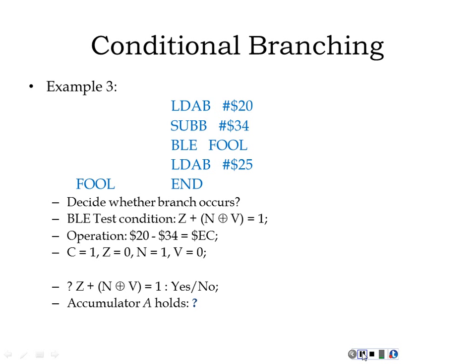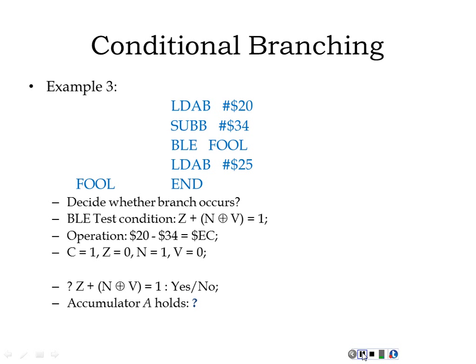Now, you have to think this. If the branch occurs, what happens? From line 3, you'll be jumping to line 5, right? Because you are jumping to fool, which is a label, right? Do you see it? If the branch occurs, you will be executing line 3 and then you'll be jumping to line 5. But line 4 will never occur, right? Do you see it?